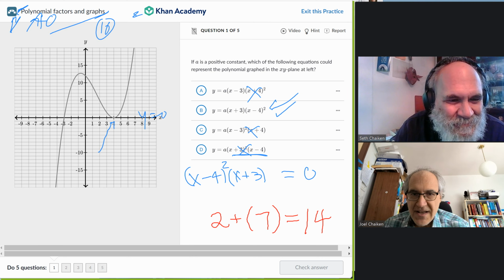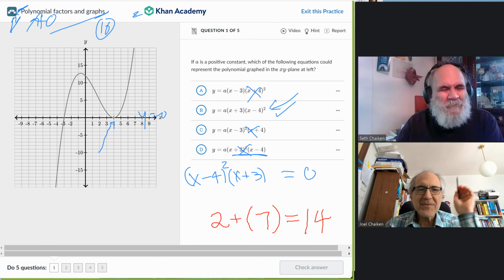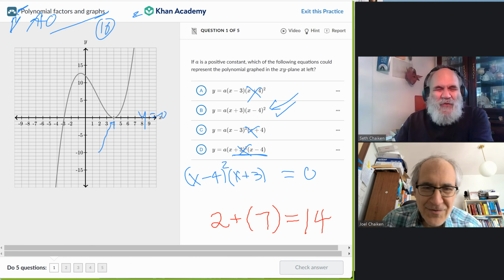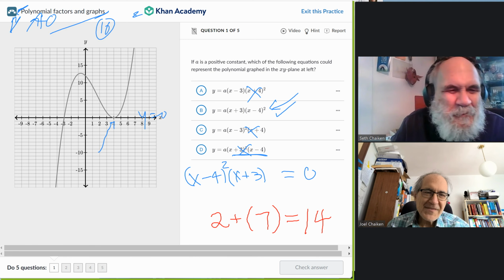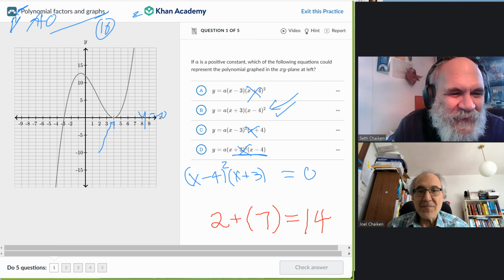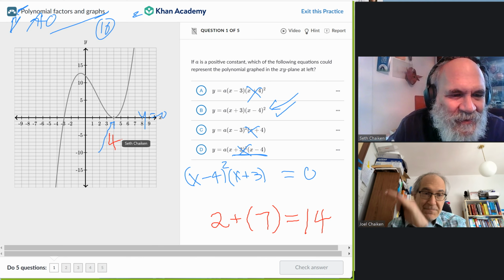What is that called, Seth? The multiplicity. Yeah, of root 4, which is a double root. Right, a multiplicity. When you have a multiplicity of 2, it bounces off.